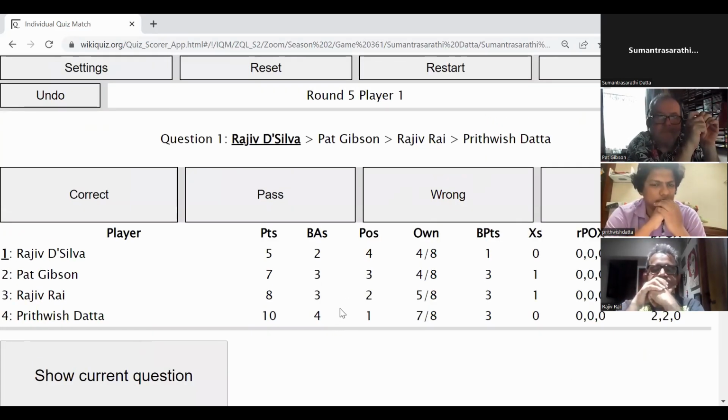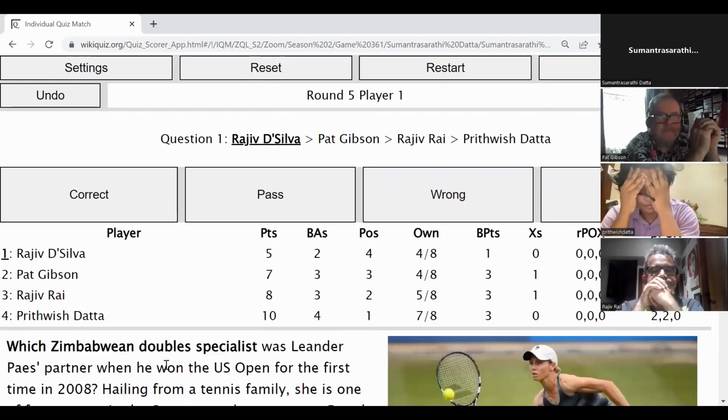We have the quiz. We have Prithwish leading with 10, Rajiv Rai on 8, Pat Gibson on 7, and Rajiv De Silva on 5. Still at Delta on 5. Moving on to Rajiv De Silva's question for round 5.